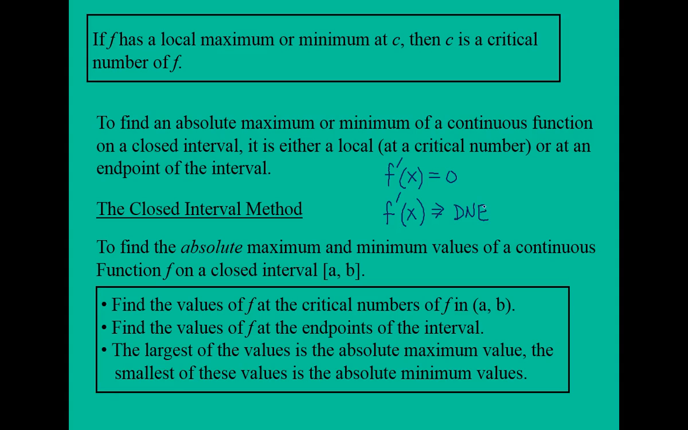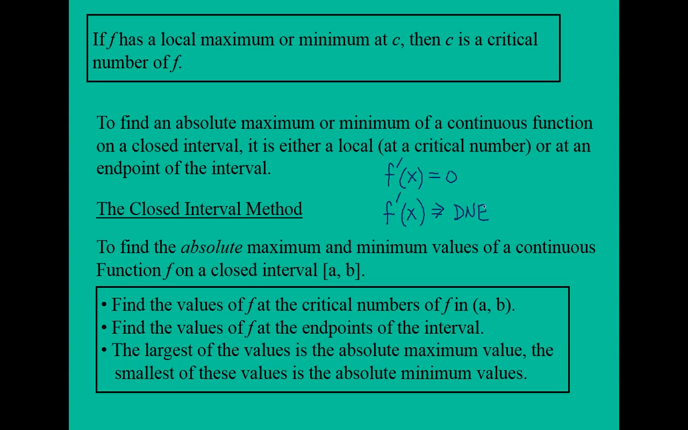Part 2 says find the values of f at the endpoints, and typically those are given to us in a problem. They'll give us a range of values that we're looking for, the absolute maximum or absolute minimum. And then what we're going to do is plug the critical numbers into the function and compare those values with the endpoints. So we'd plug the x values of the endpoints into the function and compare it with the critical numbers.